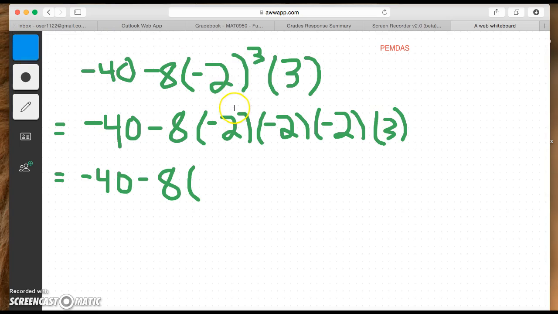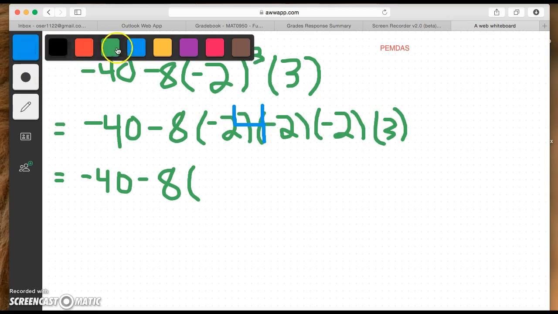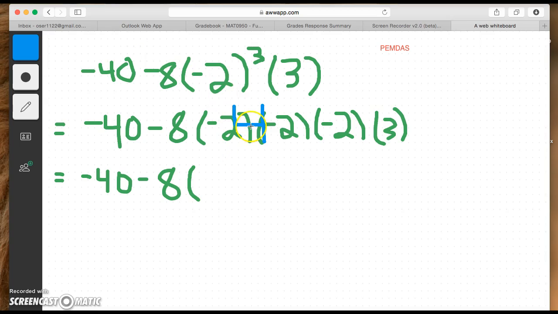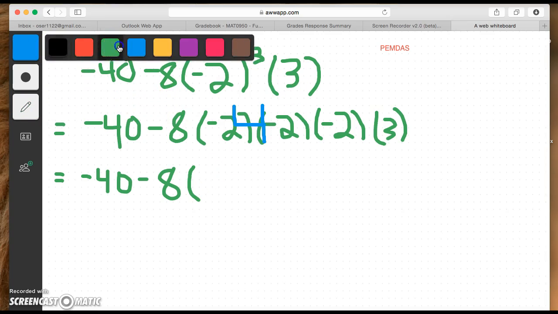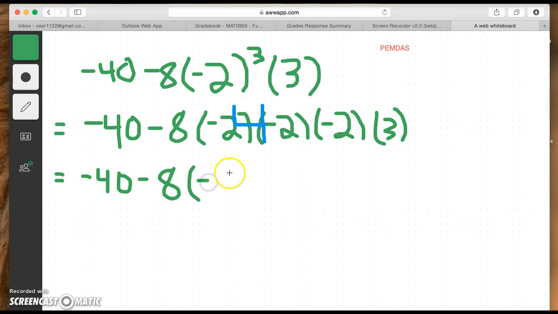So we can imagine that this here now is really just a positive 4. And now we're going to take a positive 4 times a negative 2 still. Positive 4 times a negative 2, that is a negative 8. And we still have this times 3 at the end.